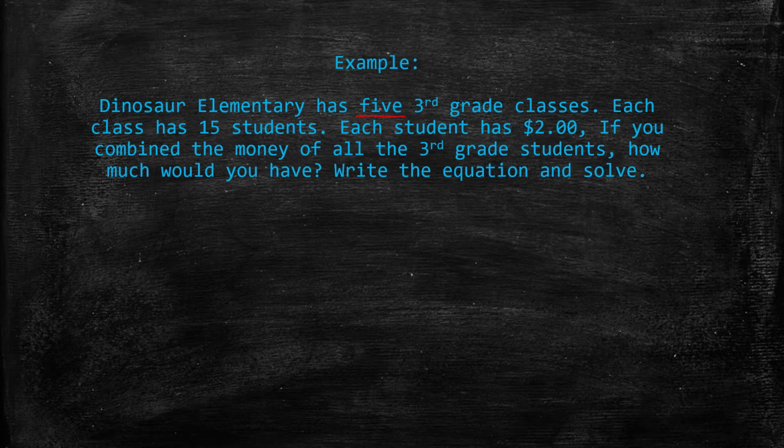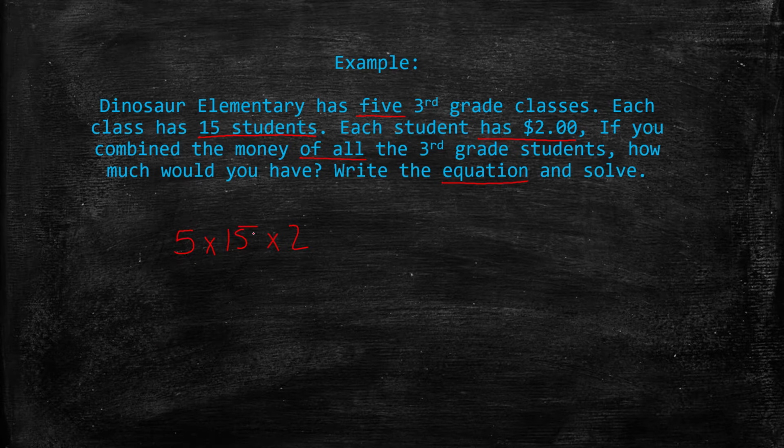So Dinosaur Elementary has 5 third grade classes. Each class has 15 students. Each student has $2. If you combined the money of all the third grade students, how much would you have? Write the equation and solve. Remember, equation has an equal sign. So this is going to be a multi-step because you've got 3 numbers that you got to multiply together. So you have 5. Okay, that represents how many classes? Each class has 15 students, and each student has $2.